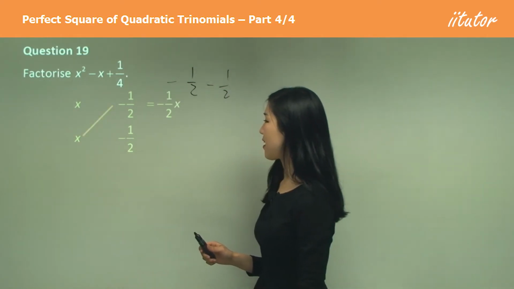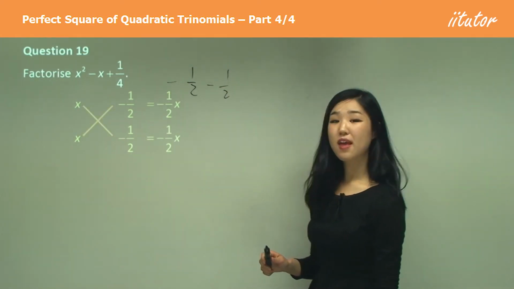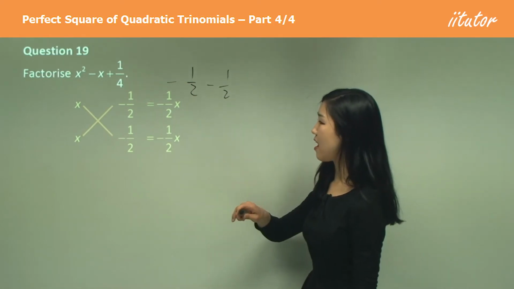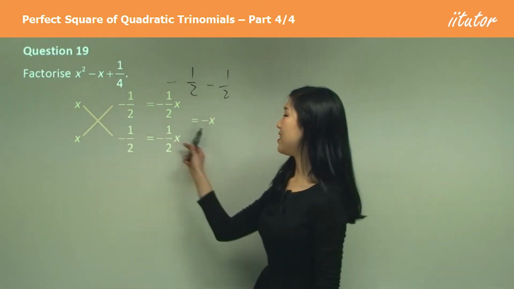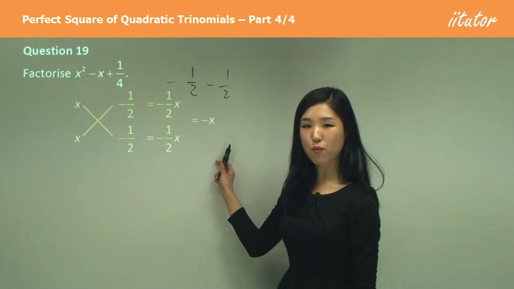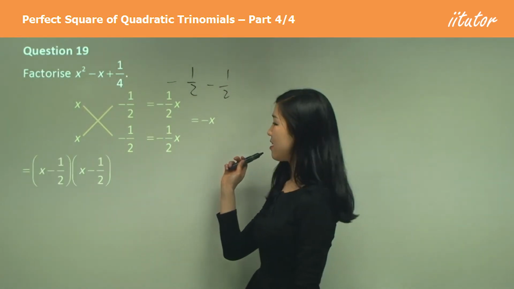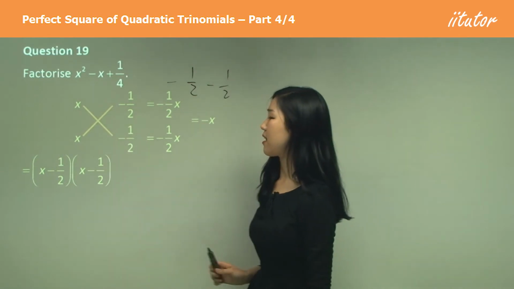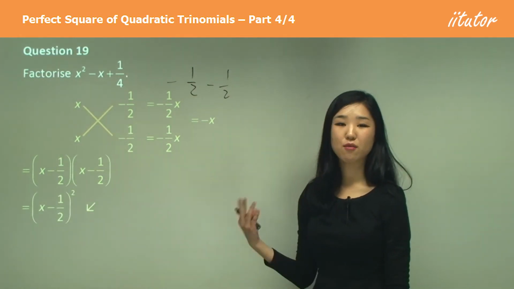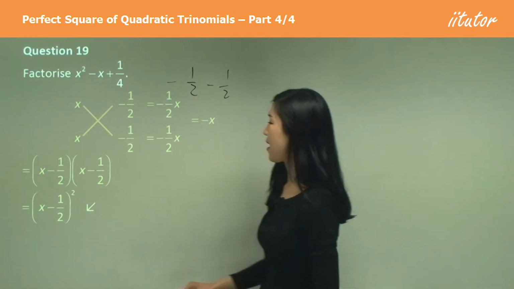We've got negative half x, cross multiply. And then negative half minus a half is negative 1, so negative 1x, negative x, which is the same as that. So we've got the right set, so we get x minus a half and x minus a half, which is x minus a half squared, okay, because it's a perfect square.